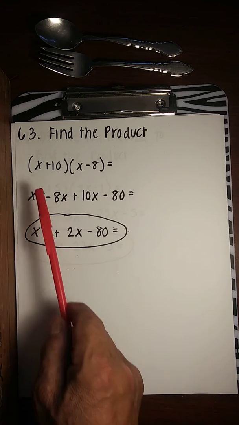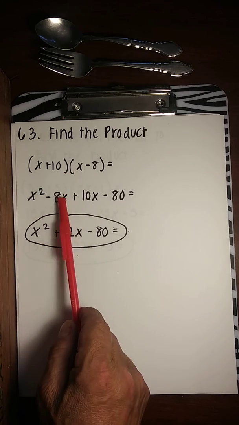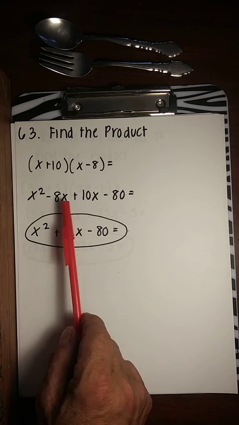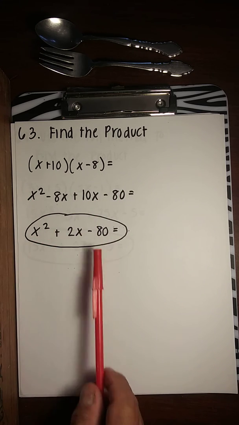Find the product. x times that, x squared, x times that, negative 8x, that times that is 10x, that times that, negative 80. So x squared, 10 minus 8 is 2x: x squared plus 2x minus 80. We're done.